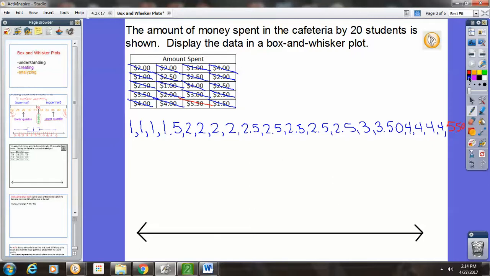Alright, so let's find our median. Let's just cross off until we can get to that middle number. Cross off 1 for each side.